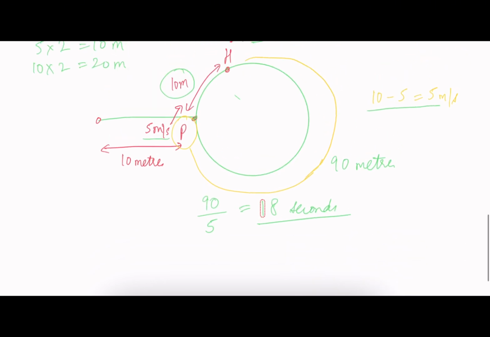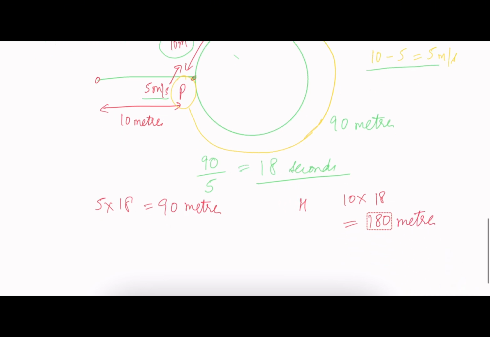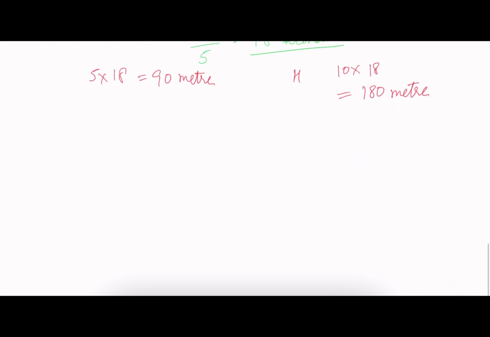In 18 seconds, Parth is going to cover a distance of 5 into 18, that is 90 meters, and Harshit is going to cover a distance of 10 into 18, which is 180 meters. So let's try to draw this on our diagram.